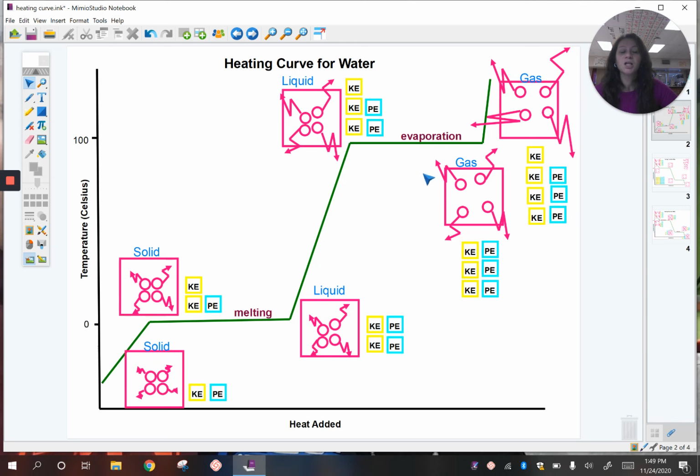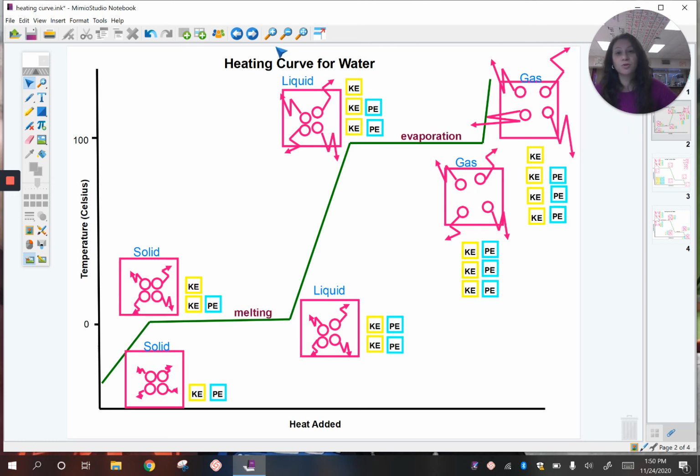So I might ask you on the test to sketch a heating curve for water. So you would do temperature versus heat added or time. You would draw this curve right here, or lines. I might ask you to label the phase changing, the melting, and evaporation. I might ask you to label which lines involve a change in kinetic energy, which lines involve a change in potential energy. I might ask you to draw particle diagrams.